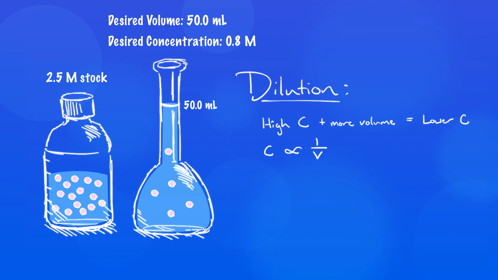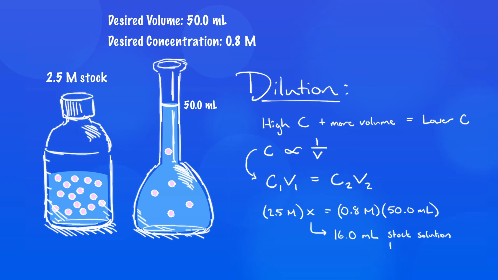If you watch the ideal gas law video in this series, you might already see how we can figure this out. We want to know how much of the stock to start with so that we can end up with a specified final volume and concentration. Because concentration and volume are inversely related, we can set up an equation that directly relates the initial and final conditions here that looks like this. C1V1 equals C2V2. This is the dilution equation, and we can just plug in and solve.